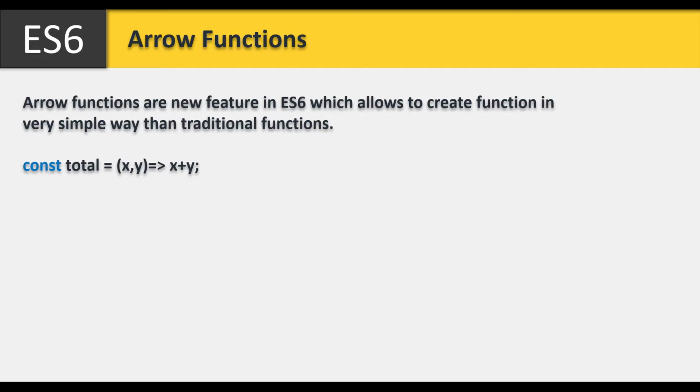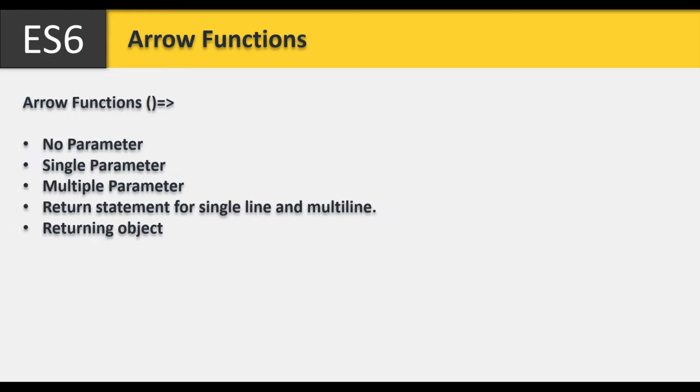So here I have put one example. I have written const total equal to x comma y and then x plus y. What this function is doing is addition of two numbers, and it is returning the final number into the total variable. We will check it practically with all the arrow function types: arrow functions without parameter, with a single parameter, multiple parameters, return statement for a single line and multi-line, and returning an object using arrow functions.